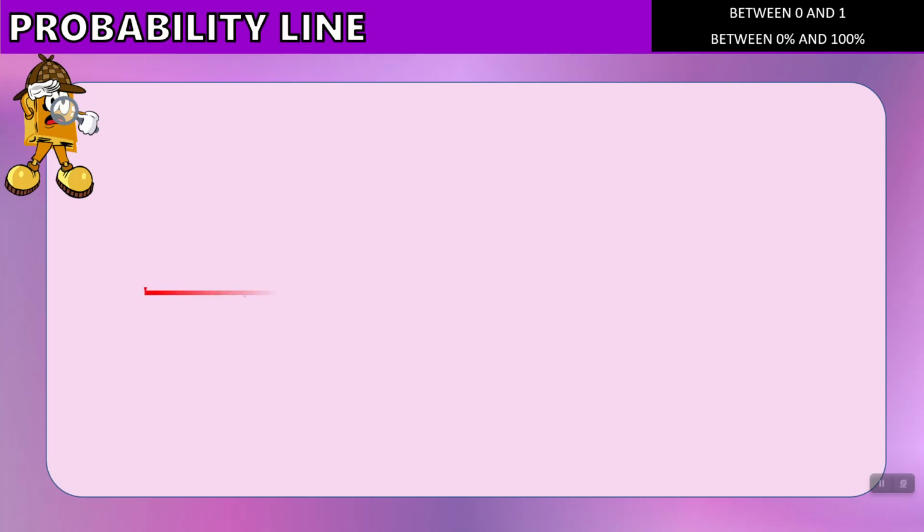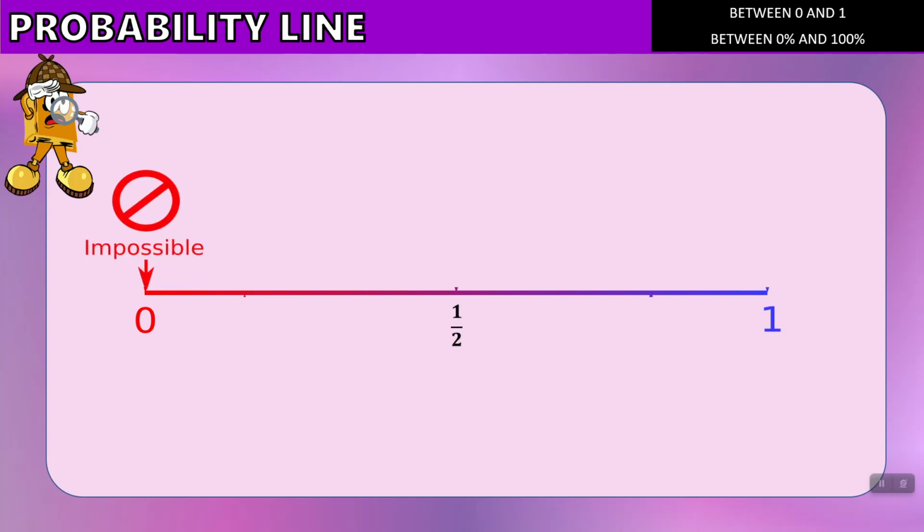So let's look at the probability line, which exists between 0 and 1. Probability is only stated between 0 and 1, or we can state it between 0% and 100%. So let's look at the line. Here's 0 on the left and 1 on the right. And a half, obviously, is in the middle. Now, 0 is said to be something that is impossible. And 1 is said to be the probability of something that is absolutely certain.